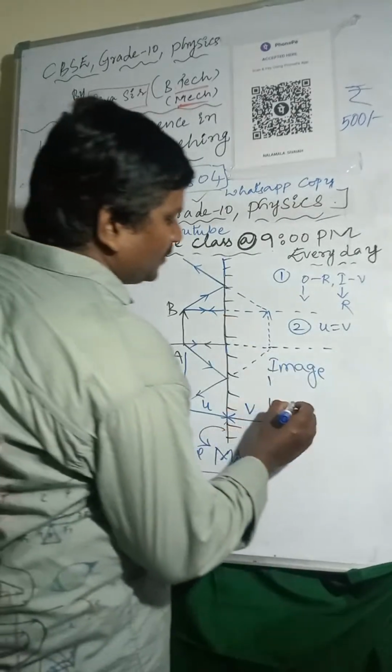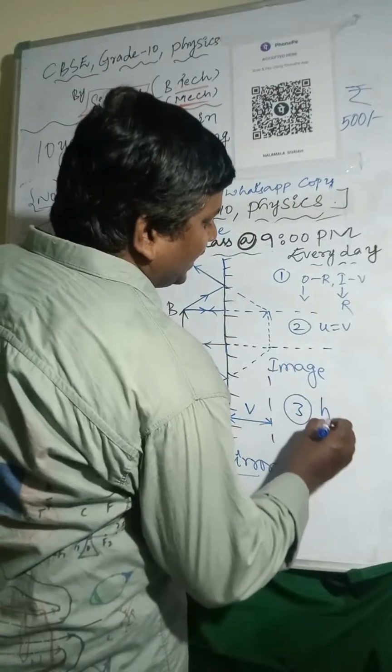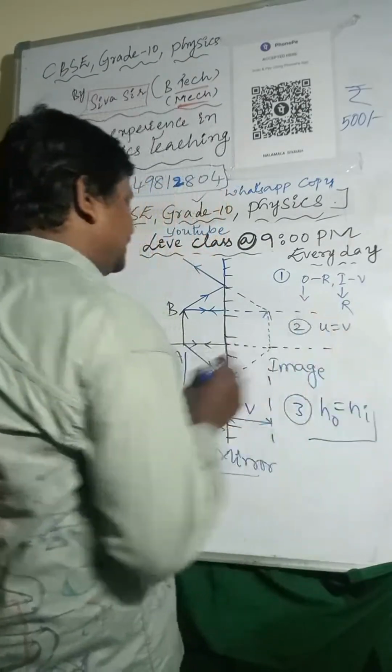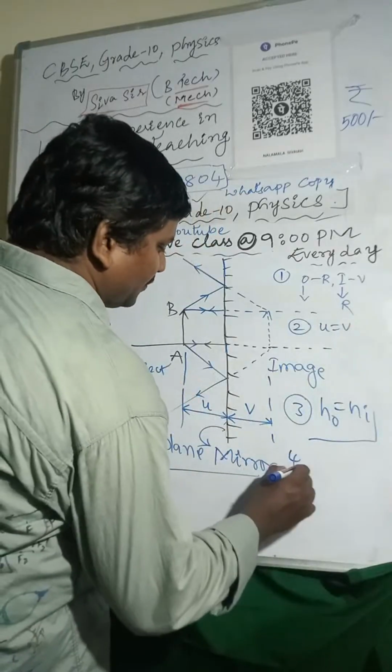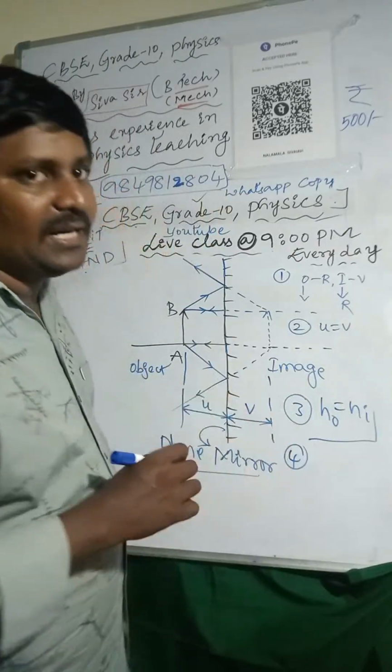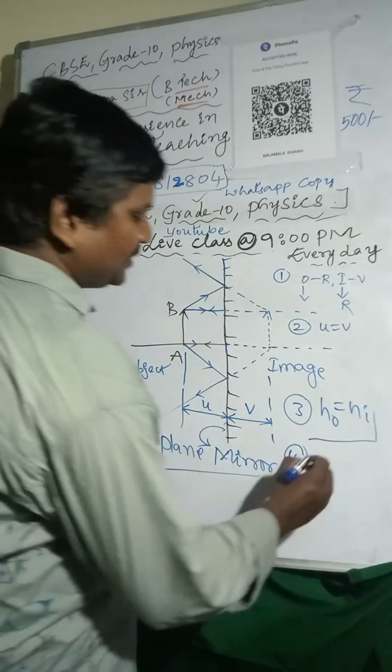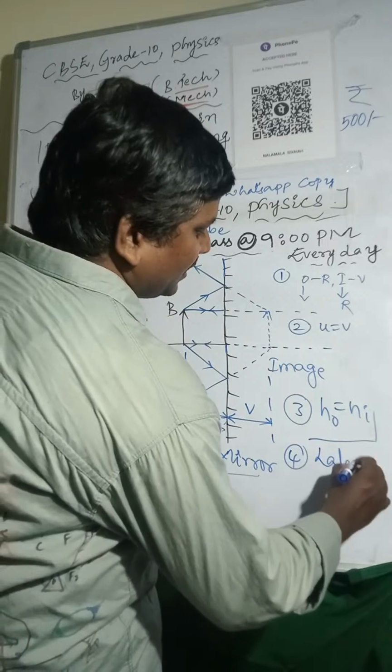And coming to the third one, height of the object is equal to height of the image. And the fourth one, it shows the lateral inversion.